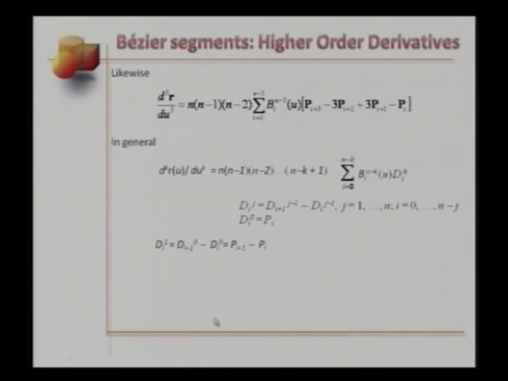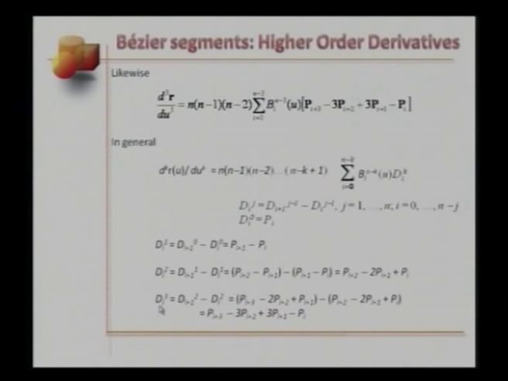For example, d sub i super 1 is equal to d sub i plus 1 super 0 minus d sub i super 0. This is p sub i plus 1, this is p sub i. d sub i super 2 is equal to d sub i plus 1 super 1 minus d sub i super 1. What is d sub i plus 1 super 1? Use a similar expression here. This is p sub i plus 2 minus p sub i plus 1, minus d sub i super 1. Get this expression directly over here: p sub i plus 1 minus p sub i. A little rearrangement will give you p sub i plus 2 minus 2 times p sub i plus 1 plus p sub i.